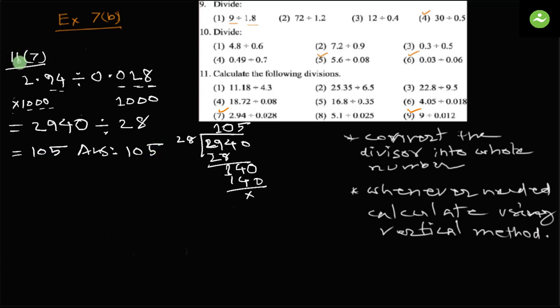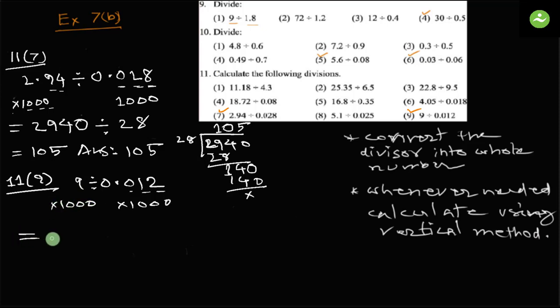Next, 11 and bracket 9. 9 divided by 0.012. What we have to do is convert the divisor into a whole number that has 3 digits. So we have to multiply it by 1000. We have to multiply the dividend also. 9 times 1000 equals 9000, divided by, the decimal point shifts 3 digits towards the right, so it is 12.